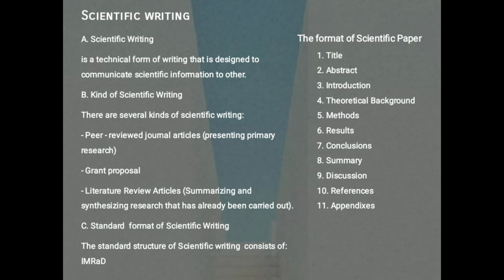And then the standard format of scientific writing. The standard structure of scientific writing consists of IMRAT. Do you remember IMRAT? Yes, that's true. Introduction, methodology, result, and discussion, and also conclusion. And then the format of a scientific paper in general. First, title, and the second one is abstract. And then introduction, theoretical background, methods, results, conclusions, summary, discussions, references, and appendices. Next.